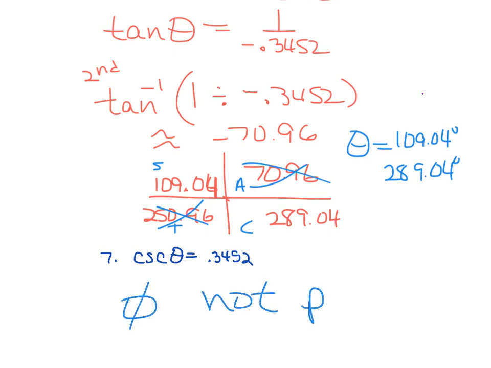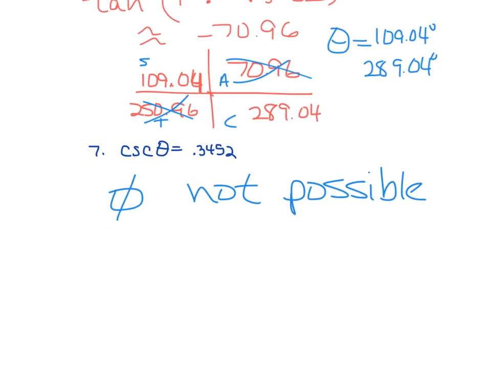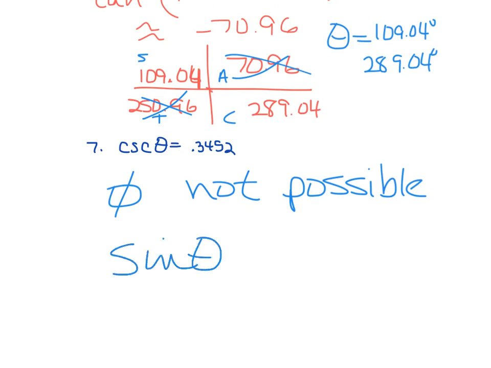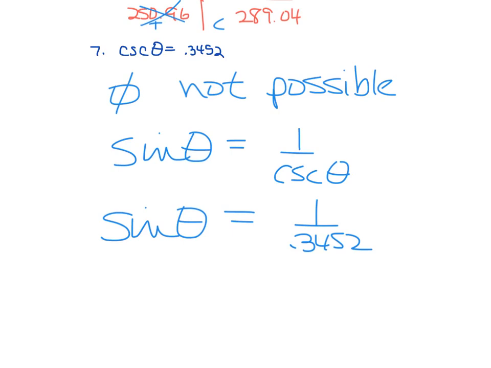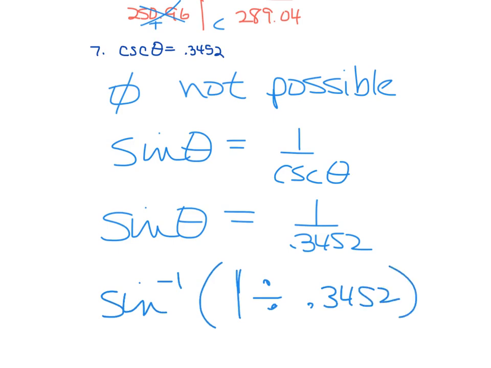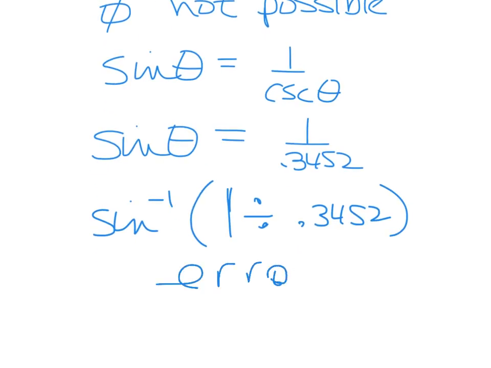Okay? However, if you're going to go through the process of doing it in your calculator, then you're going to get an error. And let's try it. So again, remember sine of theta is equal to 1 over cosecant theta. And again, fill it in. 1 over 0.3452. And then now we'll key it in. When we're looking for the angle, that's when we use the second key. So sine -1, 1 divided by 0.3452. And then you get error. So again, empty set or not possible.